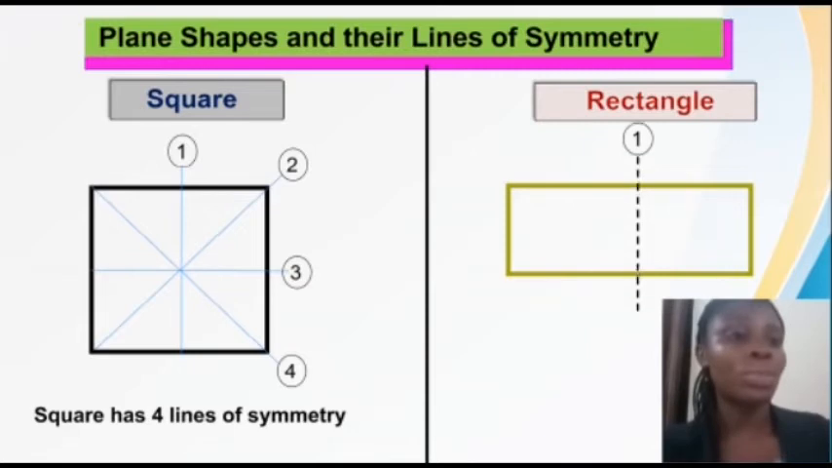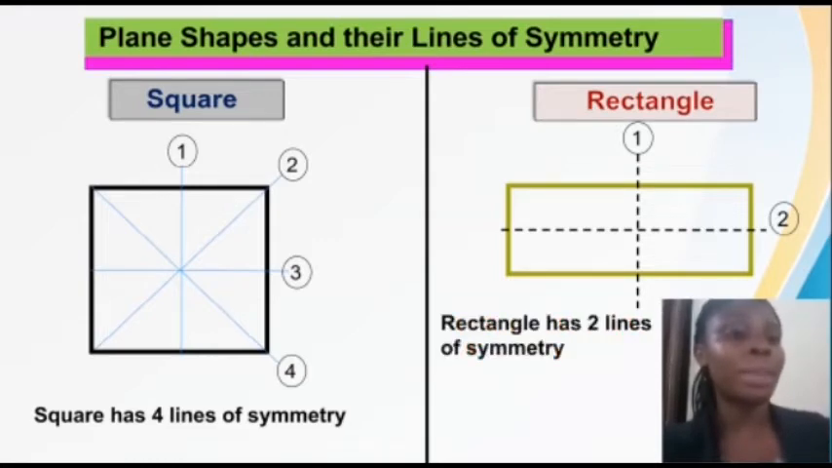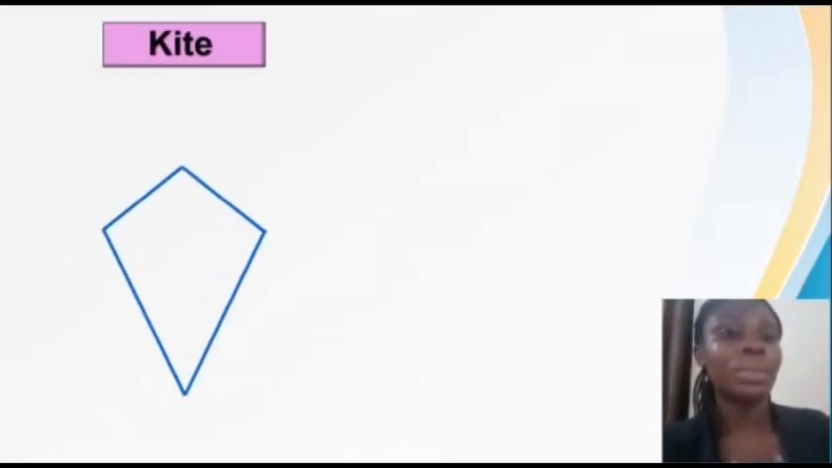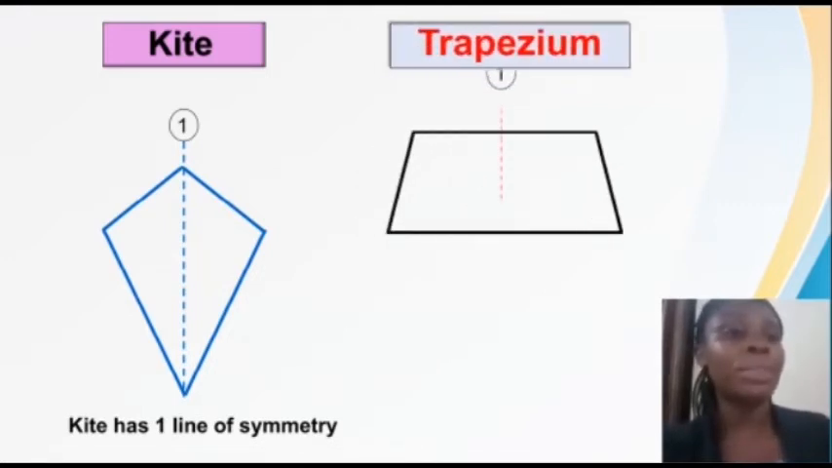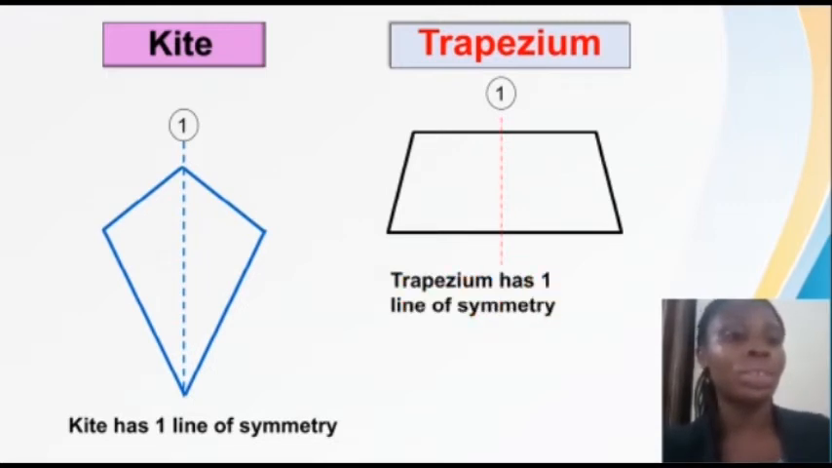Rectangle. Let's count. 1 line of symmetry. The second line of symmetry. So a rectangle has 2 lines of symmetry. A kite. This is a kite. Let's find out. 1. A kite has 1 line of symmetry. Trapezium. A trapezium has 1 line of symmetry.